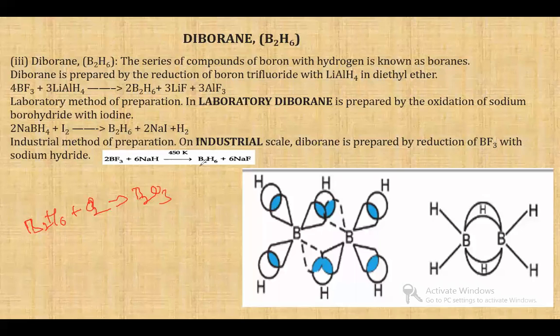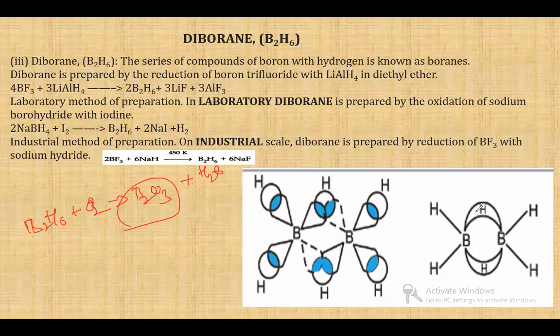B2O3 is an anhydride, which we studied earlier: anhydrous boric anhydride, that is B2O3, formed along with the formation of water, H2O. So these are the physical properties of diborane, B2H6.